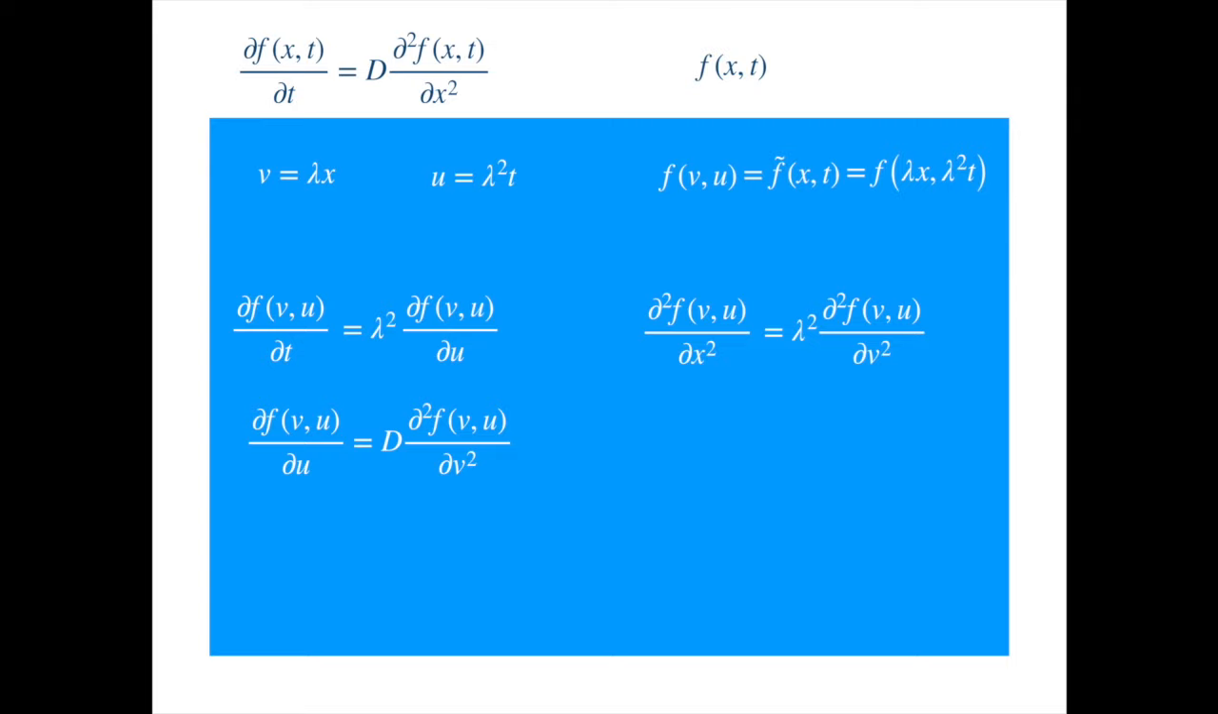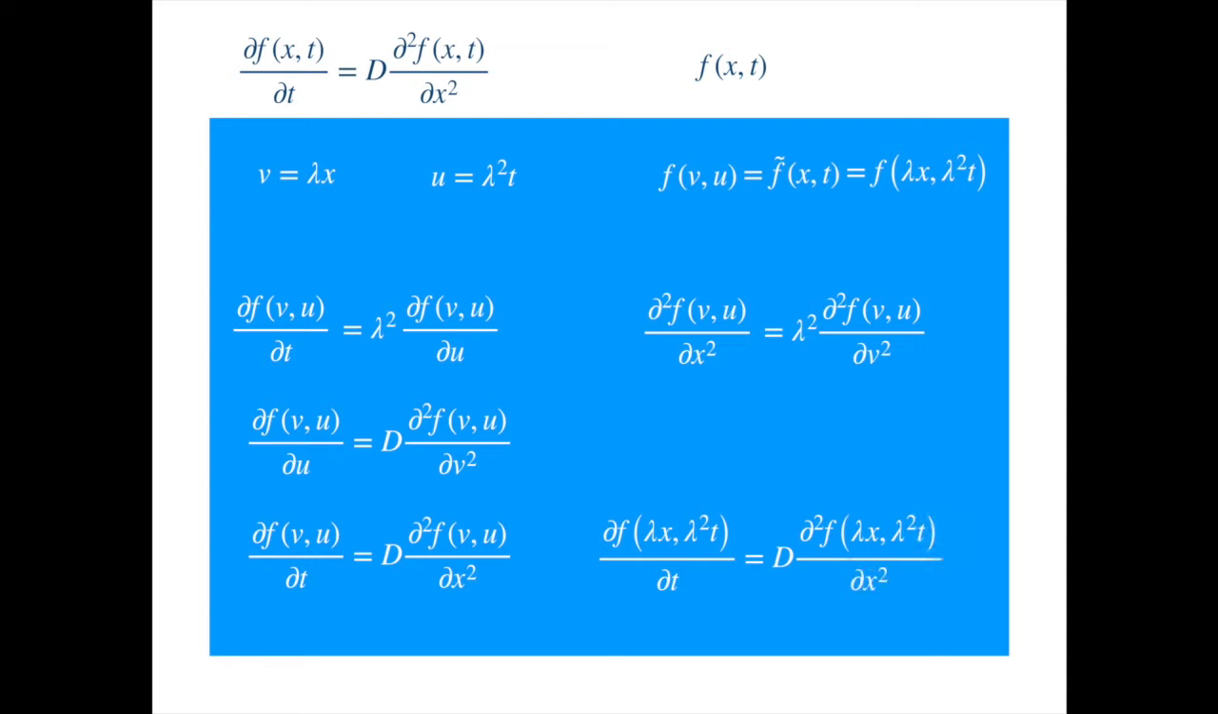As mentioned before, this is just relabeling and no transformation has been applied. And now we can substitute for the derivatives with respect to t and x into the clone version of the diffusion equation. So the lambda squared, or 1 over lambda squared to be precise, on both sides cancel. And now if we substitute for u and v, we see that the transformed function satisfies the diffusion equation.